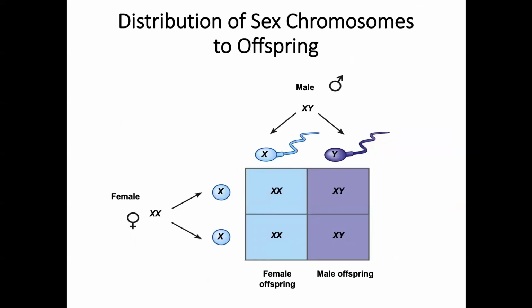This slide is a reminder of how the sex chromosomes determine the sex of the child. All children receive an X chromosome from their mothers. Fathers pass the X chromosome to all their daughters and the Y chromosome to all of their sons.